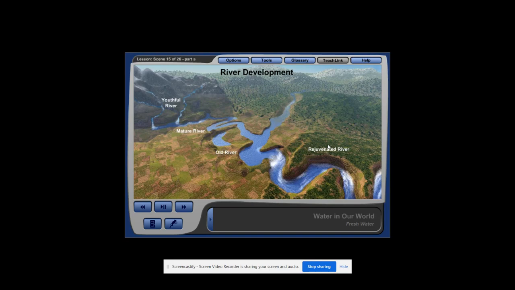To learn about 4 different stages of stream development, youthful, mature, old, and rejuvenated rivers, click on the different sections along the river system as they are highlighted.